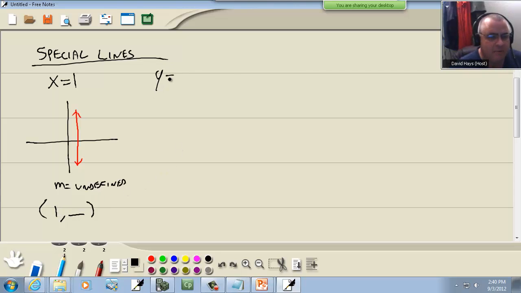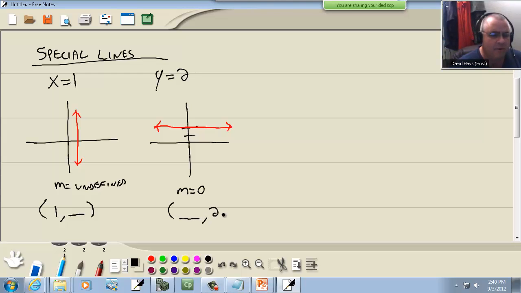Now we have our other one where we got y is equal to a number, like y is equal to 2. Well, that's going to be a horizontal line at 2, like that. Now if you got a horizontal line, m is always equal to 0, and any point we look at on that line will be of the form any x value, comma, and then whatever y value we have, in this case 2. Now what makes these special cases is they only have one variable. You notice that problem we just did had an x and a y.